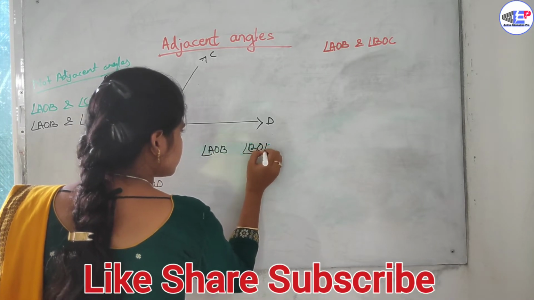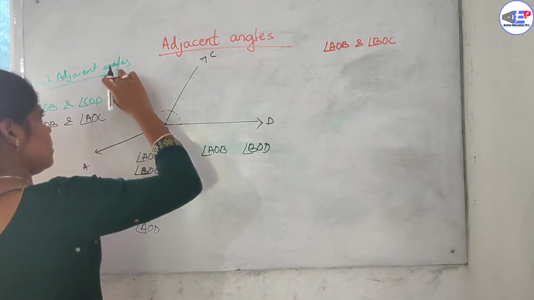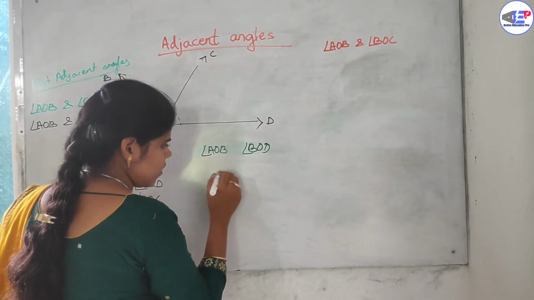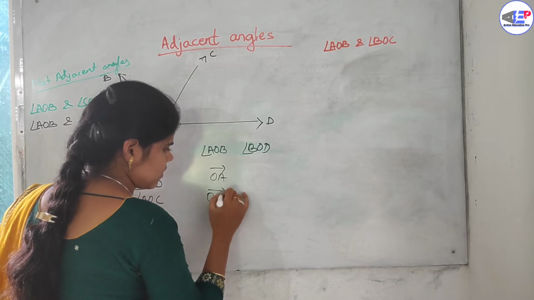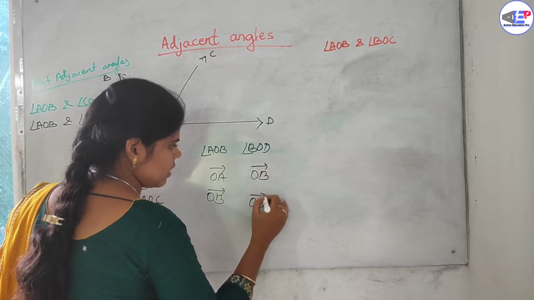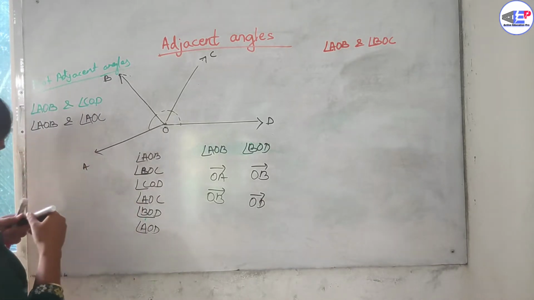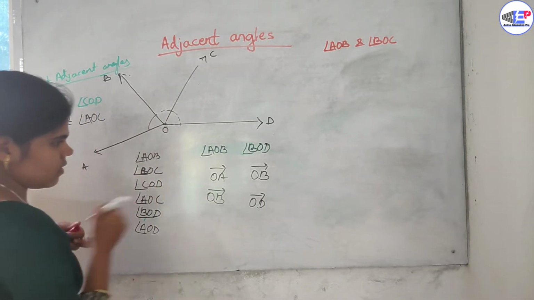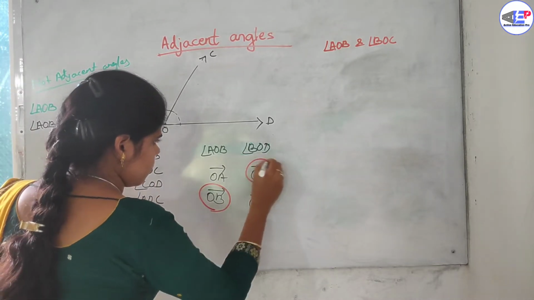AOB, BOD. Look here, AOB, BOD. To make AOB angle, we need OA and OB rays. To make BOD angle, we need OB and OD rays. So for the first condition, just find out the common vertex. This is O, and the common arm is OB.